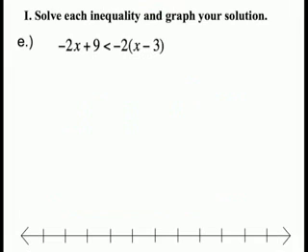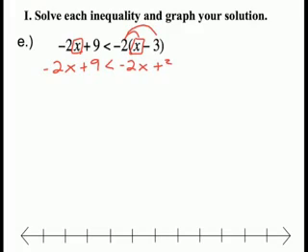Now we have to solve the inequality. Negative 2x plus 9 is less than negative 2 times the quantity x minus 3. Again, there's variables on both sides, so we have to simplify. On the right side, we can distribute the negative 2, so we have negative 2x plus 9 is less than negative 2x plus 6.